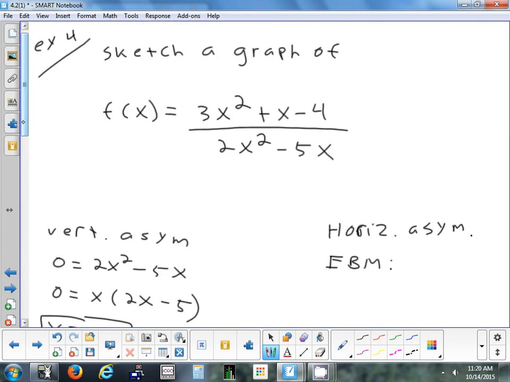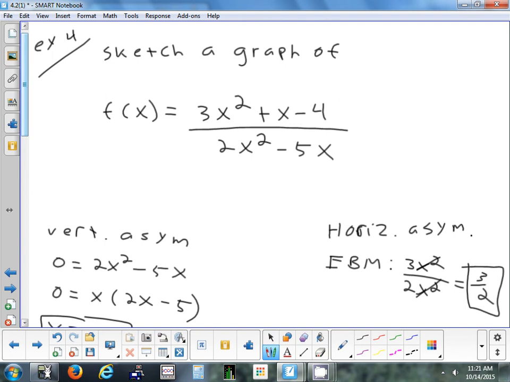Okay, Dave, what's the end behavior model for just the numerator? 3x squared over 2x squared. Yep, so numerator 3x squared, denominator 2x squared. And what does that reduce to? 3 halves. Yeah, the variables cancel out.